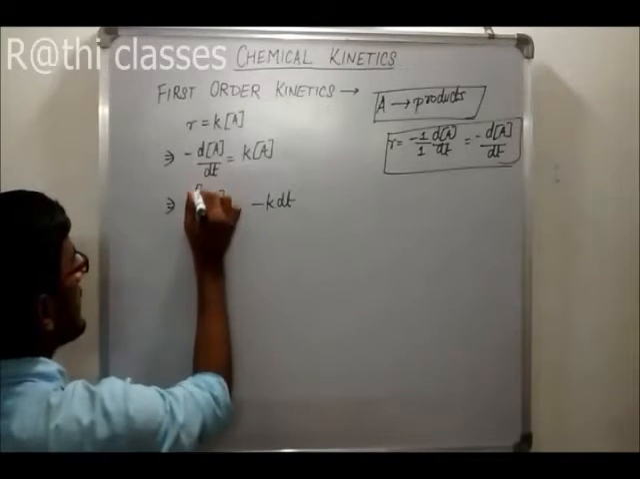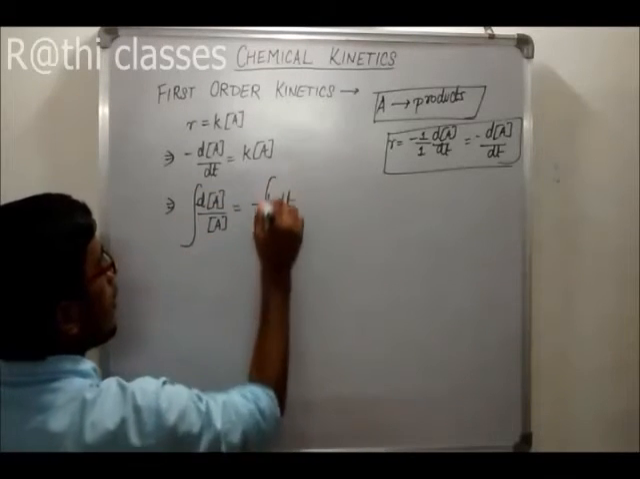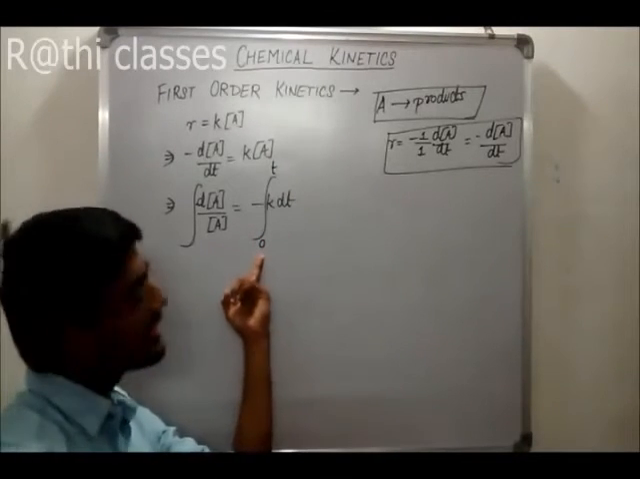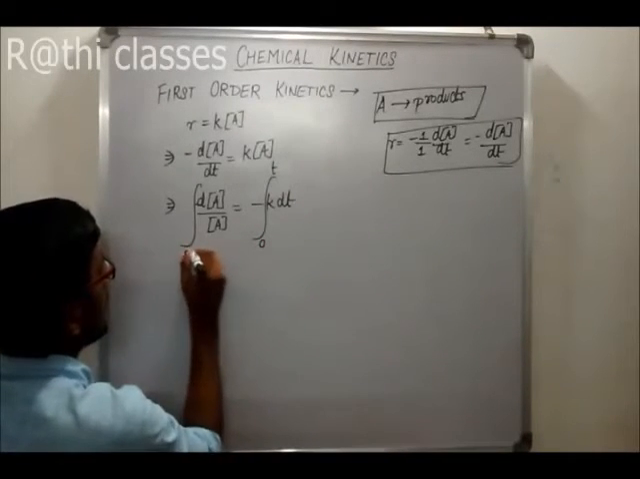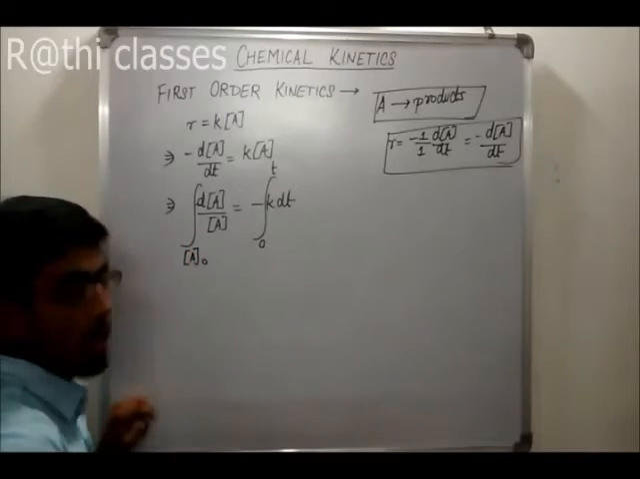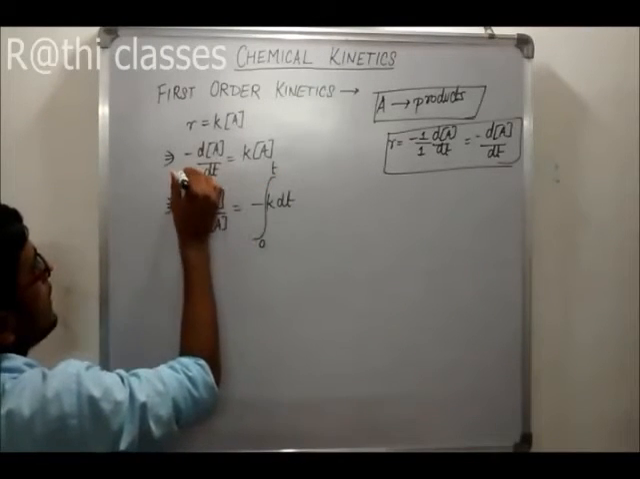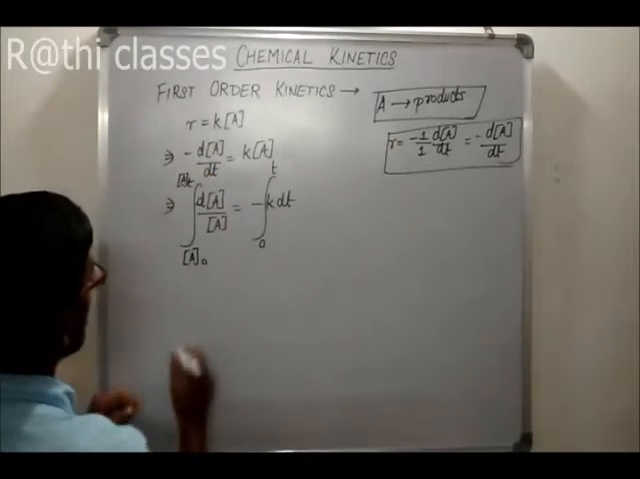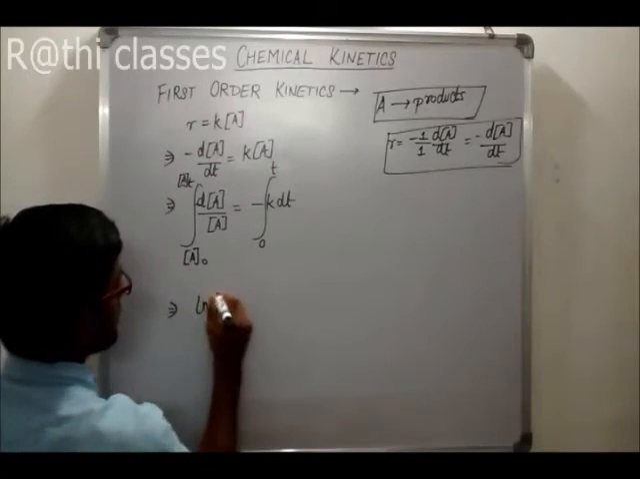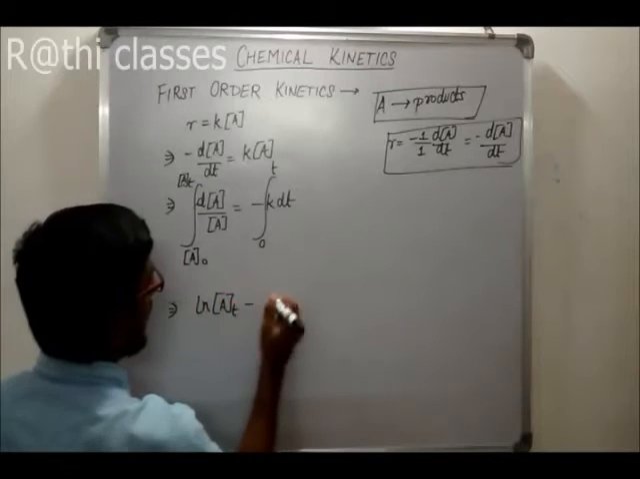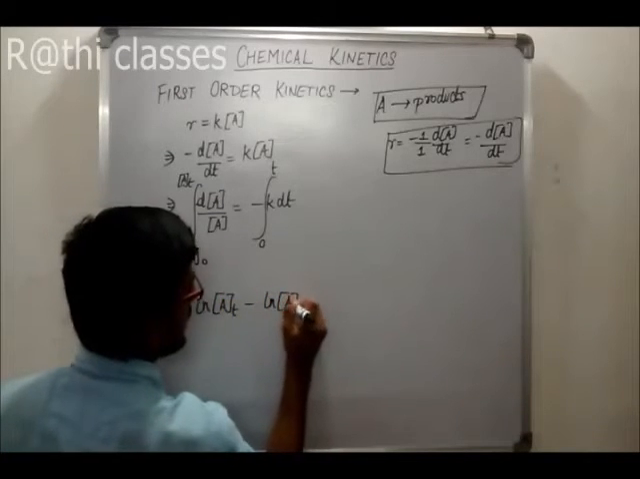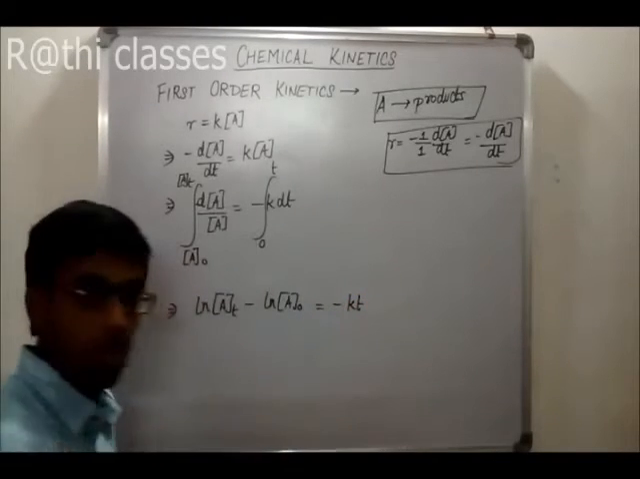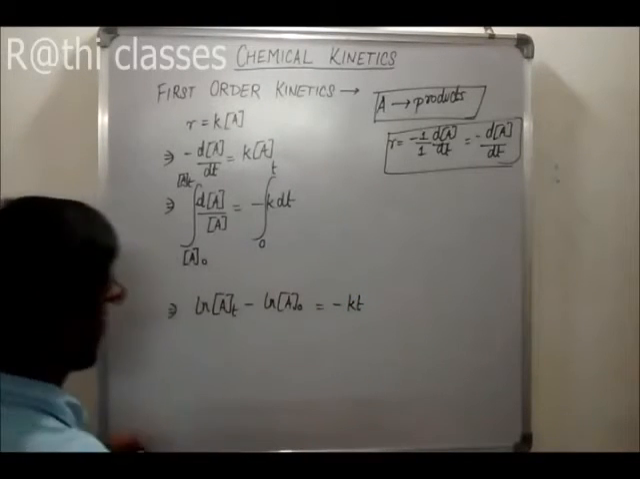Now, integrating on both sides, limits from 0 to t. At time 0, let the concentration of A be A naught, and at time t, the concentration of A be At. Now integrating we get ln At minus ln A naught after putting the limits. Ln At minus ln A naught is equal to minus Kt after integration.